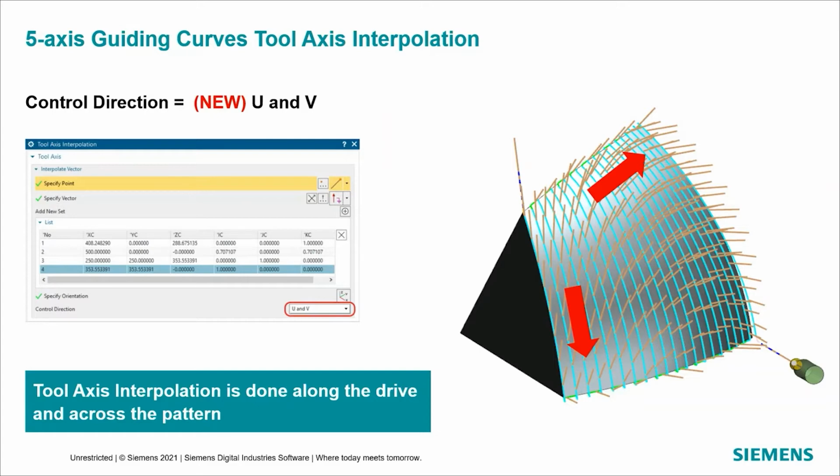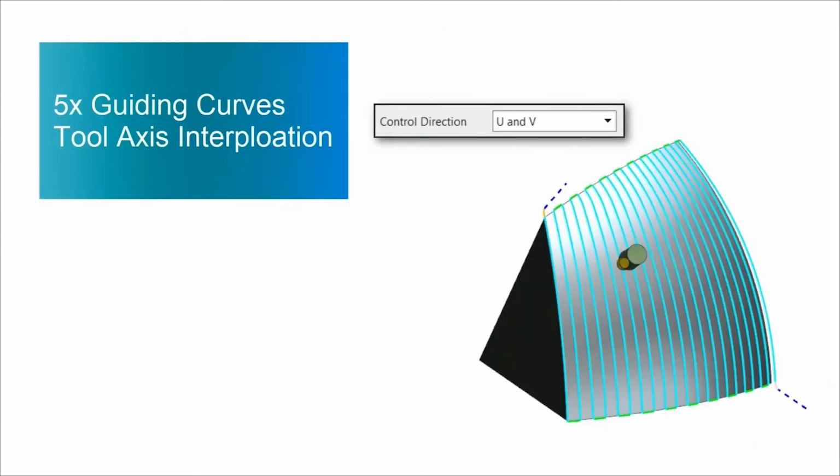If you only have one vector, you'll get a fixed axis toolpath using the specified vector. If you have two vectors, then the system will interpolate between the two vectors, in one direction either along the drive or across the pattern, depending upon where the vector is selected. If you have 3 or more vectors selected, then the system will interpolate both along the drive direction and across the pattern, and will formulate a UV grid based on the user's vector selection. So I'll show that here now in a little video.